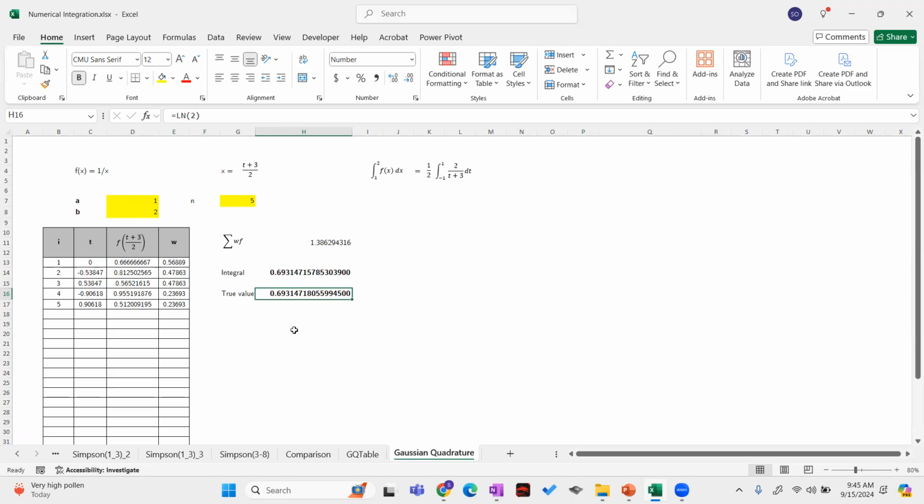That's all. I can increase probably more terms. Let's use 6 terms. With 6 terms, I'm getting some more accuracy.